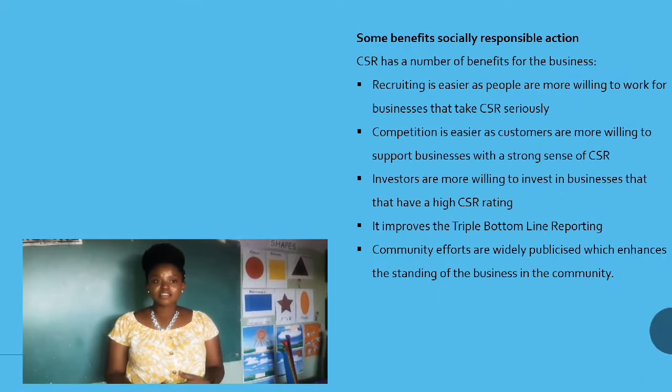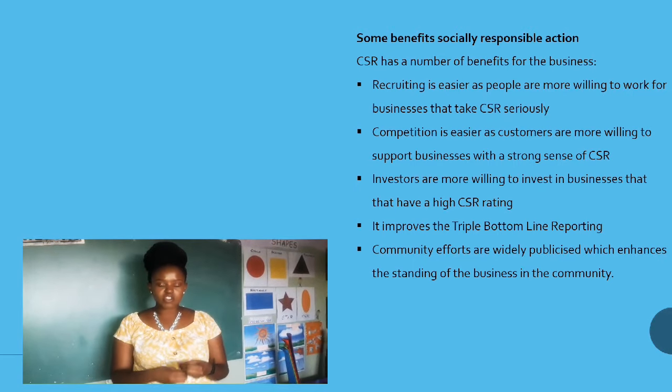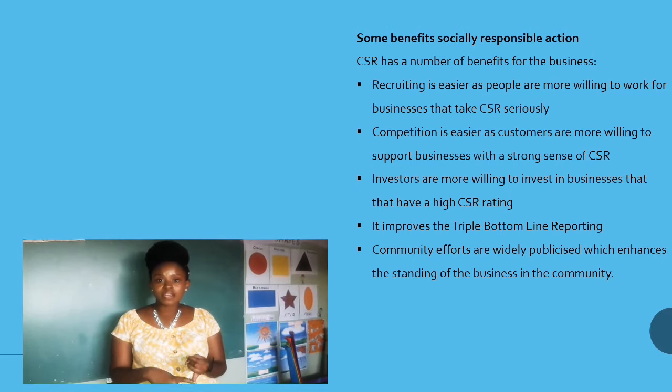CSR, the benefits of CSR to businesses. First things first, recruiting becomes easier because people want to work for companies that take CSR seriously. So the business is able to attract employees with the right skills, knowledge, and expertise.